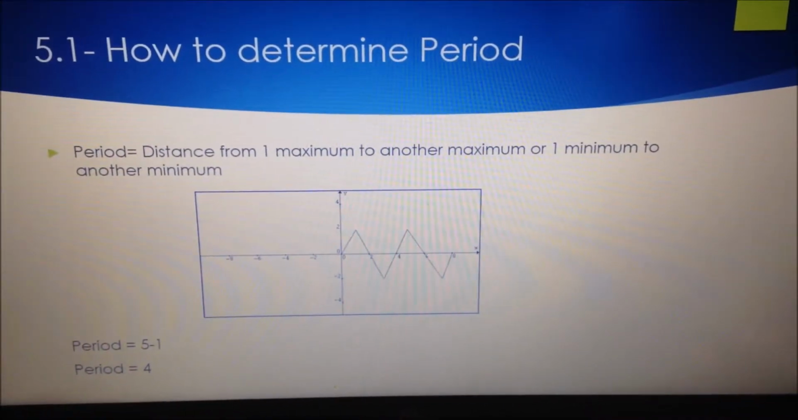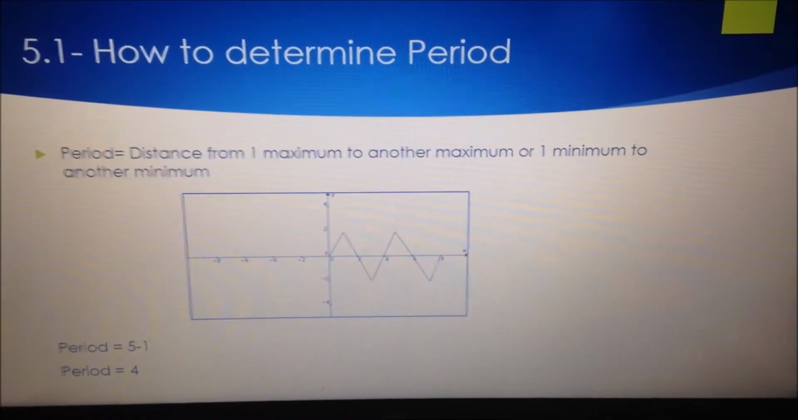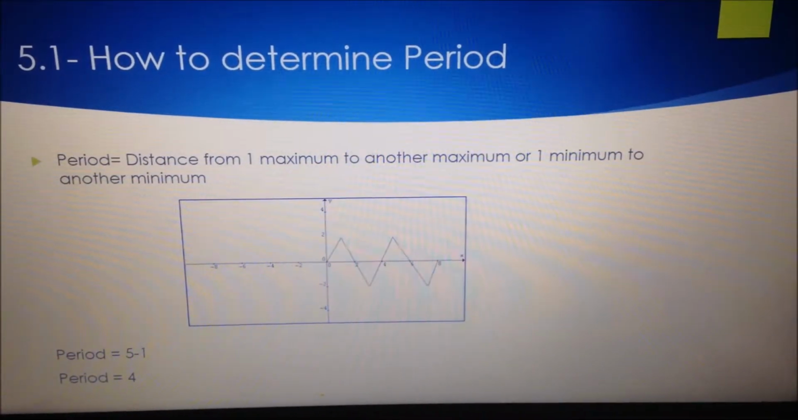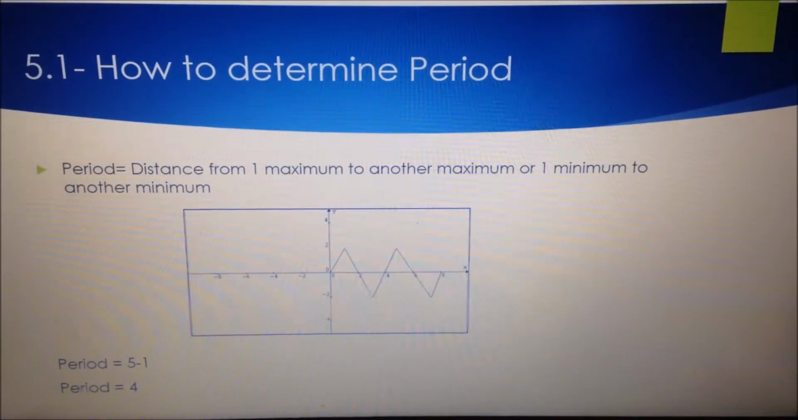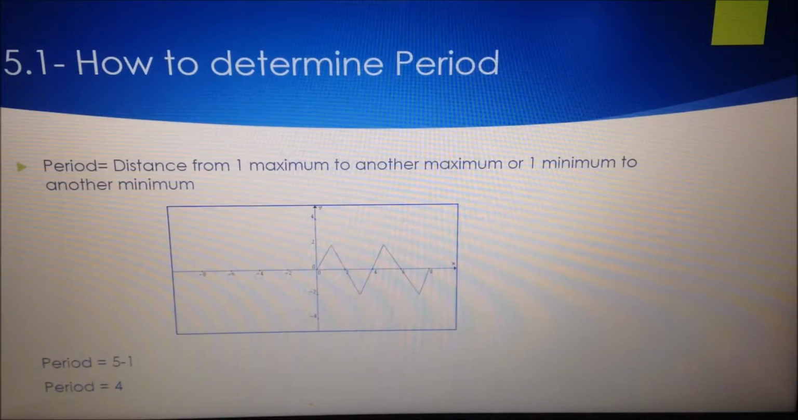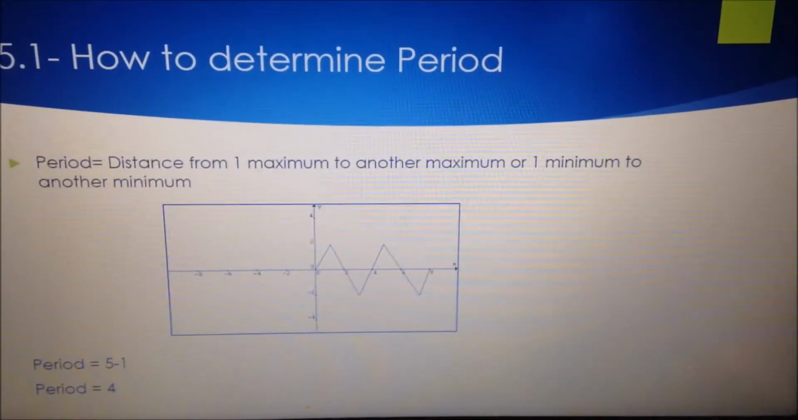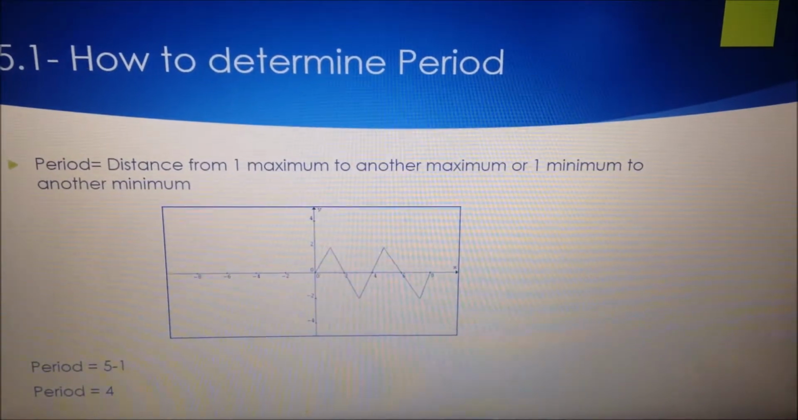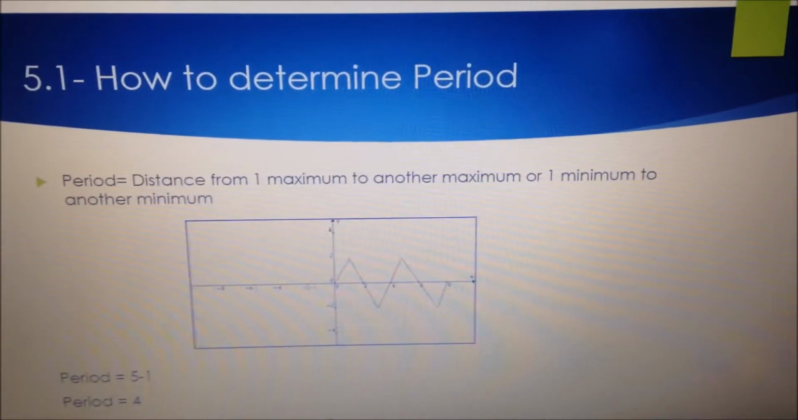So how do we determine the period? Well, the period is the distance from one maximum to another maximum, or one minimum to another minimum. So if we take the x values of two maximums, one is going to be 5 in this graph, and one of them is going to be 1, and you subtract them, you can find the period. So if you take 5 minus 1, you would get 4, and therefore we know that it takes 4 values to complete one entire cycle.